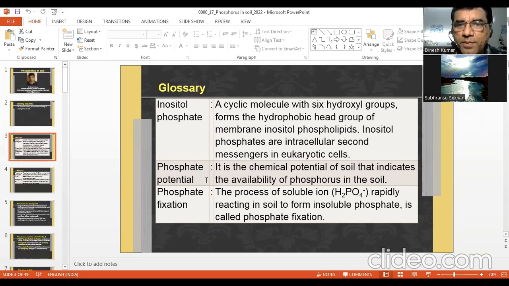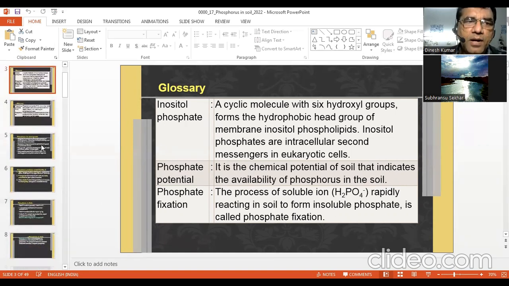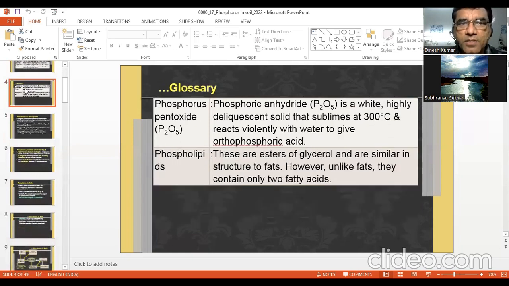Phosphate potential: it is the chemical potential of soil that indicates the availability of phosphorus in the soil. Phosphate fixation: the process by which the soluble ion, that is H2PO4, rapidly reacts in soil to form insoluble phosphate is called phosphate fixation. Today we will see how phosphate fixation happens under different pH conditions.